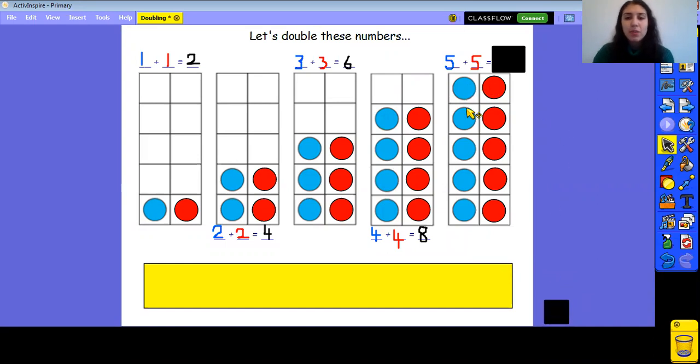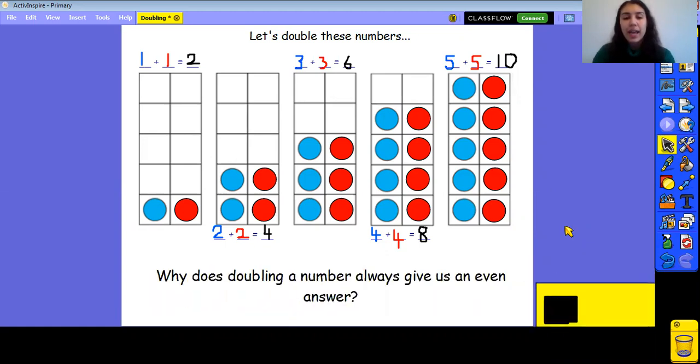And over here, I'm starting with 5 blue counters. If I double that number, that means I'm adding 5 more, because my second addend must be the same as my first addend. So double 5 would give us the whole of, oh, it's a daisy, it would be 10. Super. So my question for you now, which I'd like you to pause the video and have a think about again, is why does doubling a number always give us an even answer? So think about what even means, and why does doubling a number always give us an even answer?